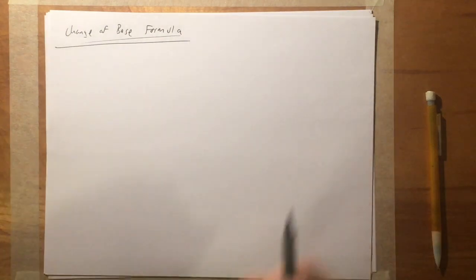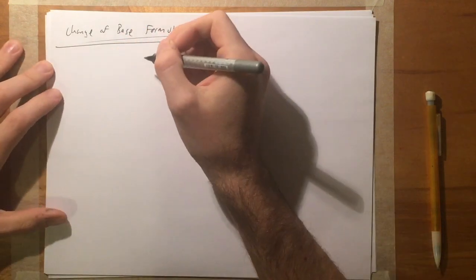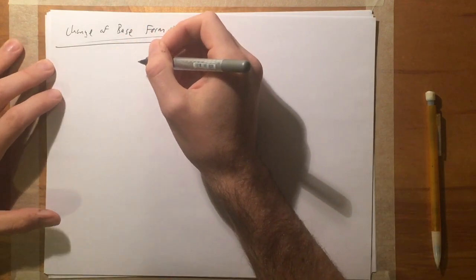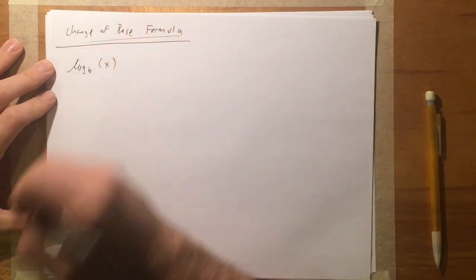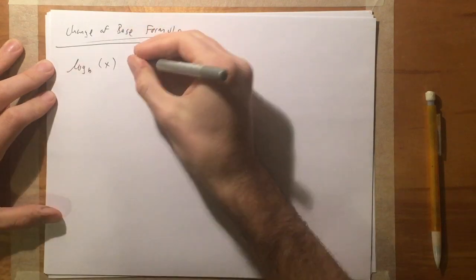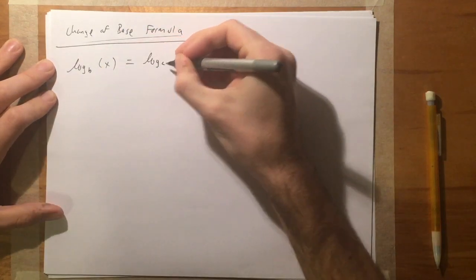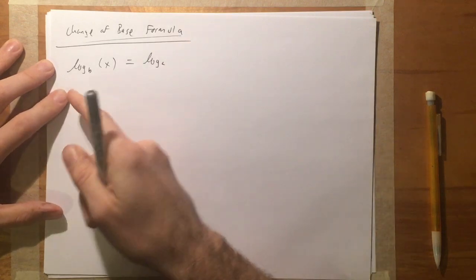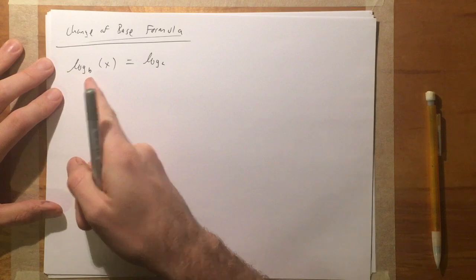All right, let's say that you want to change base for a logarithm. You have log base b of something x, and you want it to be base something else, like log base c. Well, what you can do is use the change of base formula, which does allow you to change from one base to another.